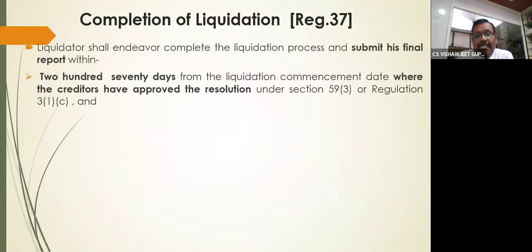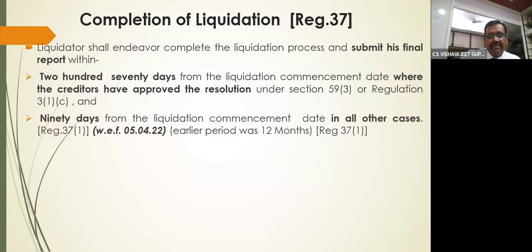The liquidator shall endeavor to complete the liquidation process and submit his final report within 270 days from the liquidation commencement date where creditors have approved the resolution. It means if the corporate person is having creditors, then the final report shall be submitted. He will make an endeavor to submit the final report within 270 days. But if the company is not having creditors, then 90 days from the liquidation commencement date in all other cases.